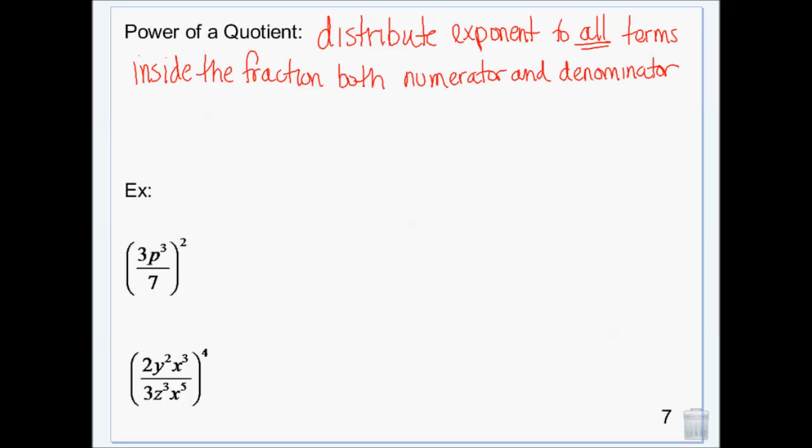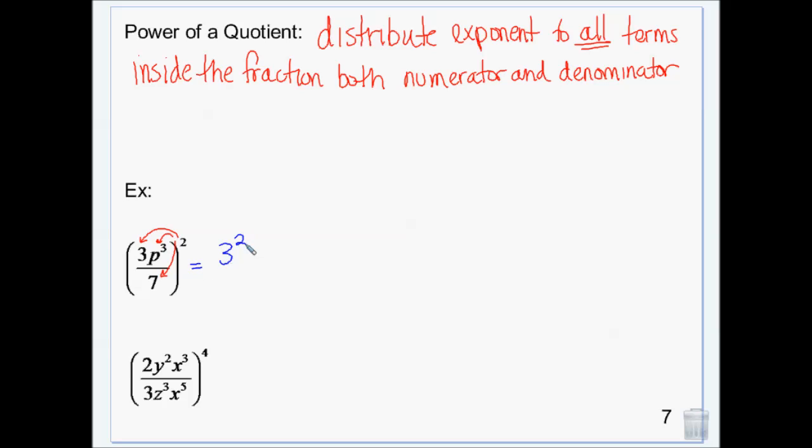Like with raising a power to a power when you had the multiplication, we have to distribute that power to every single thing inside the parentheses. When you have a fraction or a division inside, you're going to distribute this 2 to every single part of the fraction. So the 2 will go to the 3, the p to the 3rd, and the 7th. Everybody gets the power.